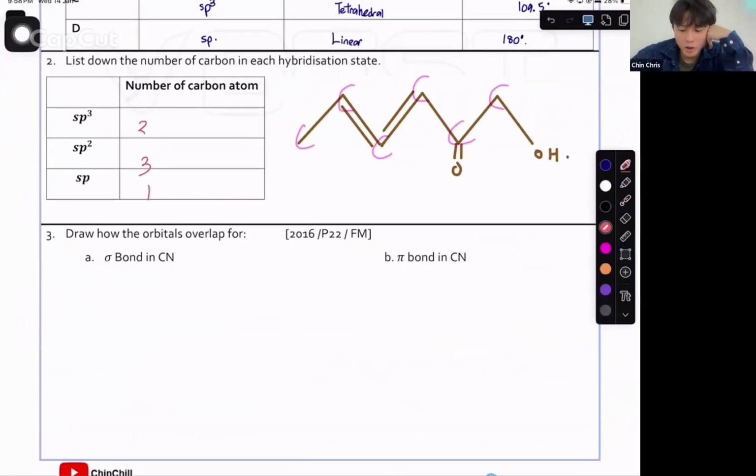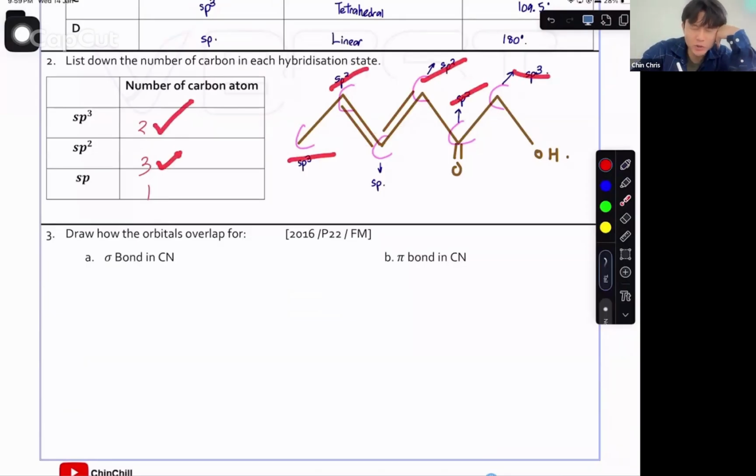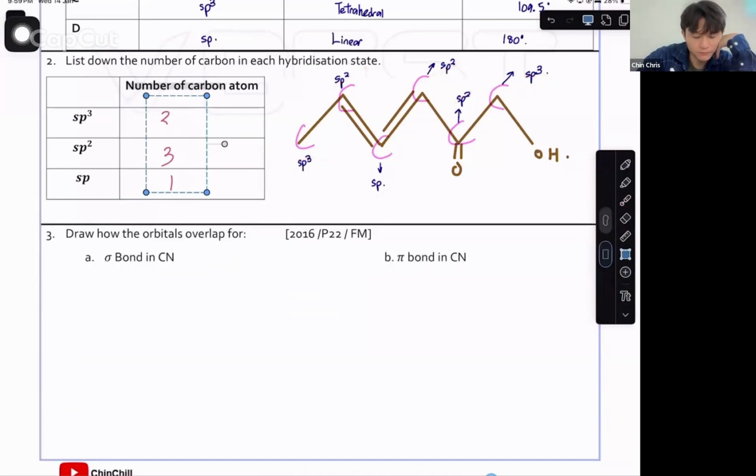All right, guys, let's go. The first one, 4 sigma bonds, or the single bond, is definitely going to be sp3. Second one is a double bond, this is sp2. Next one is a 2 double bond, which means there's 2 sigma, 2 pi. This is only possible for sp. Then single double bond is sp2. Single double bond is sp2. And single bond is sp3. So in total, that is 2 sp3, 3 sp2, 1 sp. Well done, nice. Thank you, Bernice. Lovely.